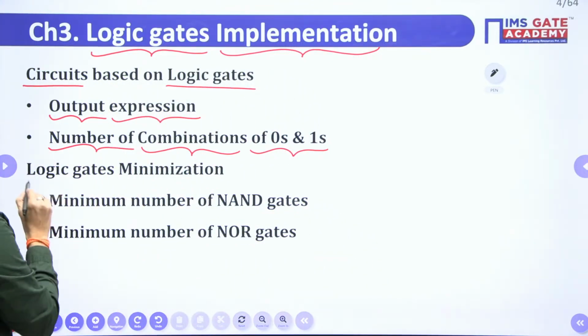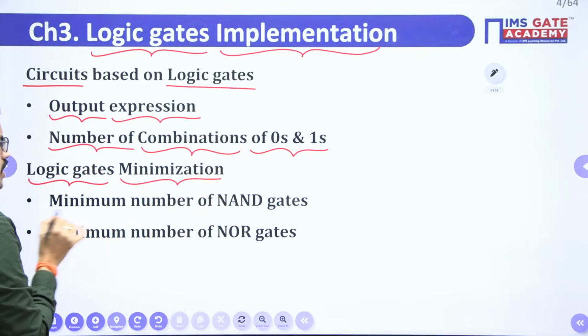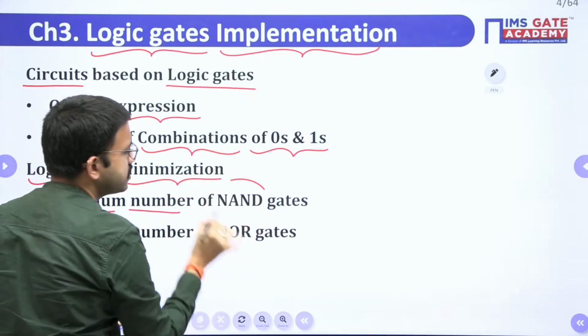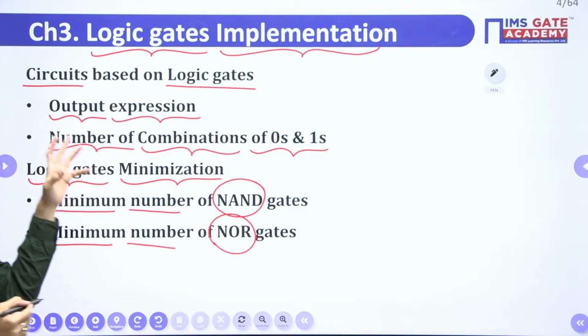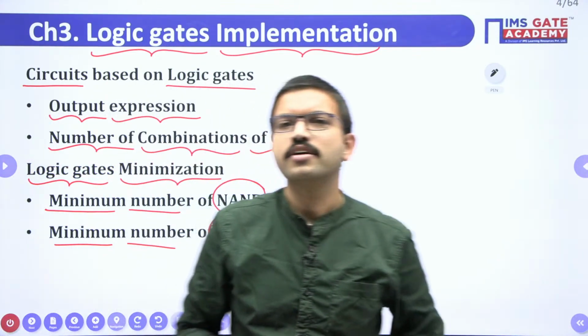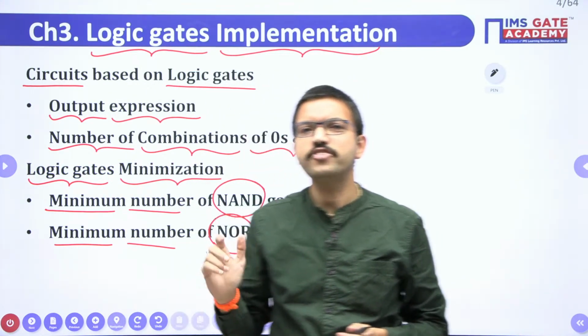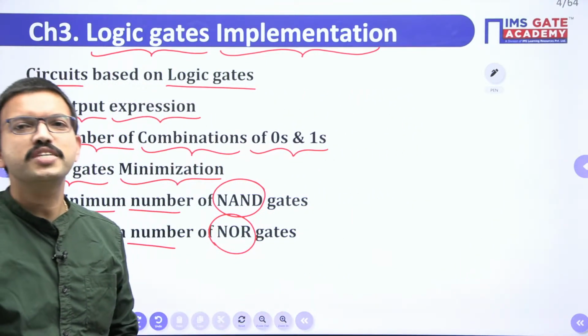And then we'll discuss logic gates minimization. Here we'll discuss the minimum number of NAND gates and the minimum number of NOR gates. We will discuss questions based on these concepts. So all of you please respond. How many of you are eagerly waiting to see the first question? All of you please respond.